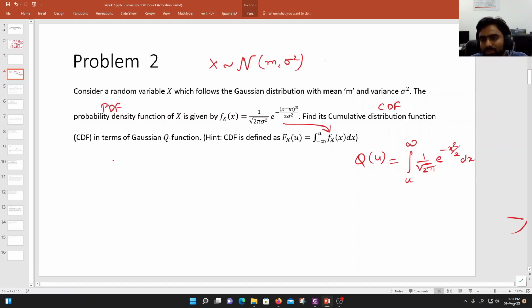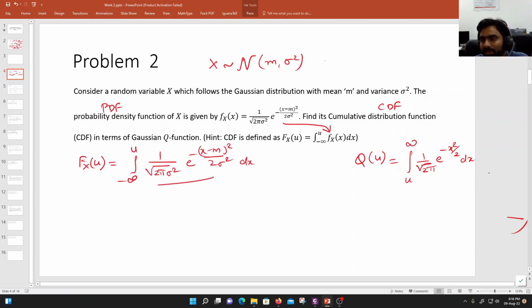Have you understood the question? What is the question? Okay, so you have to find the CDF in terms of the Gaussian Q function. So f of x is the integral from minus infinity to u of 1 by root 2 pi sigma square e raised to minus (x minus m) whole square divided by 2 sigma square dx. Now a simple substitution.